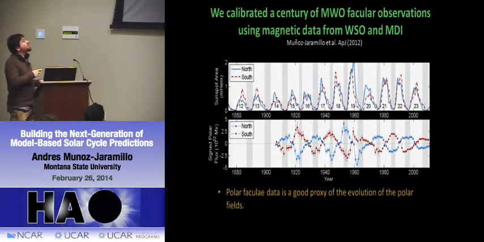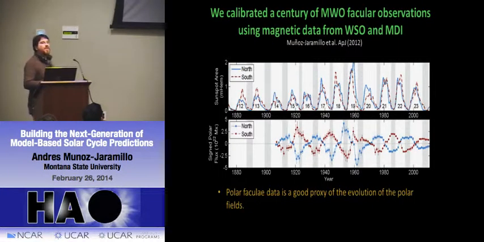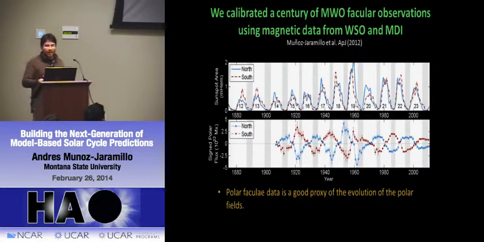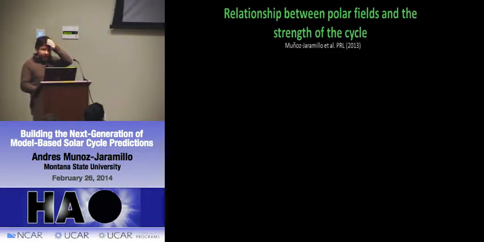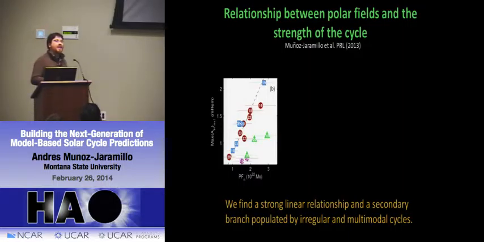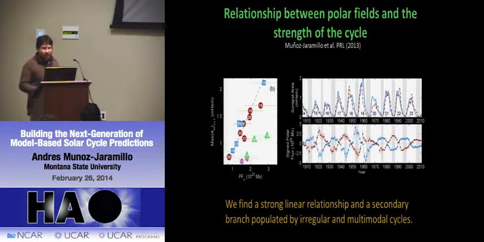So here is smoothed sunspot area measured using the Royal Greenwich Observatory. And here is an estimation of what the polar flux was during the last 100 years using the polar faculae. And now the nice thing is, instead of having just 3 cycles to look at this relationship, you have 10, and then you can look at this in detail. Okay? So when we look at the relationship between the polar fields and the strength of the cycle, what we find is a very clear linear relationship that is what you expect from amplification by differential rotation. And you also find a secondary branch populated by irregular and multimodal cycles. So let me show you.